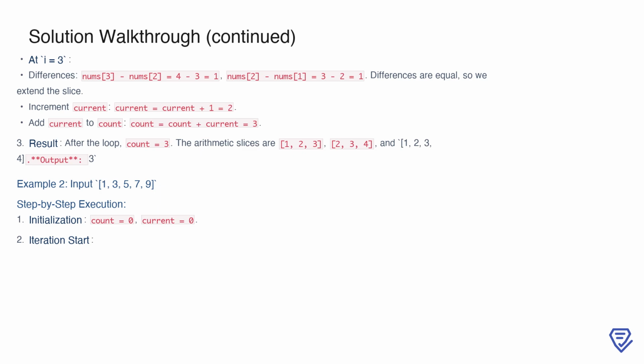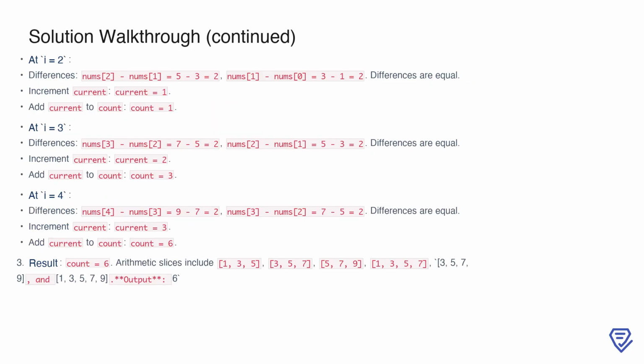Now, in example 2, the input is [1, 3, 5, 7, 9]. We start by initializing count and current to 0 as before, and begin iterating to check for arithmetic slices. At index 2, we calculate the differences: nums[2] - nums[1] equals 2, and nums[1] - nums[0] also equals 2. Since the differences are equal, we have an arithmetic slice ending at index 2. We increment current to 1 and add it to count, bringing count to 1.